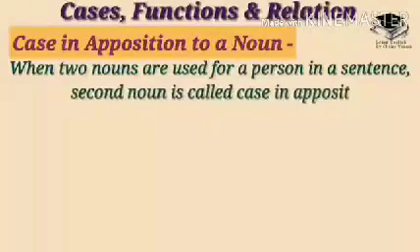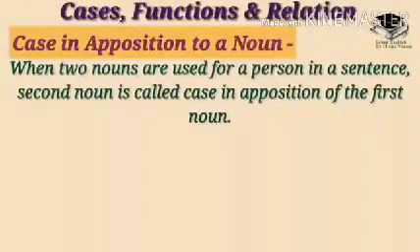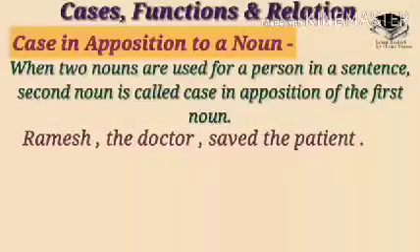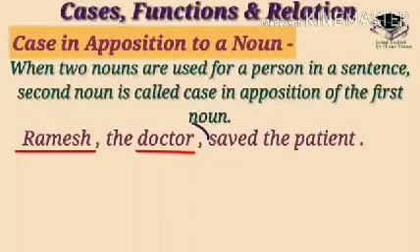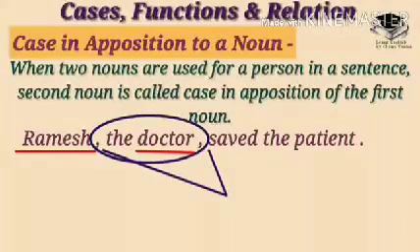What is case in apposition to a noun? When two nouns are used for a person in a sentence, the second noun is also in apposition to the first noun. Like this: Ramesh, the doctor, saved the patient. Here Ramesh is the person, the doctor is the second noun, and he saved the patient. So here the doctor is in apposition, and always remember that a noun with a comma after it and before it is always in apposition to a noun. Okay, it is the trick to remember. Okay, thank you.